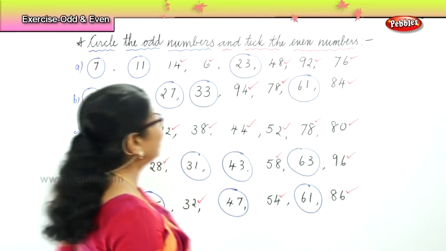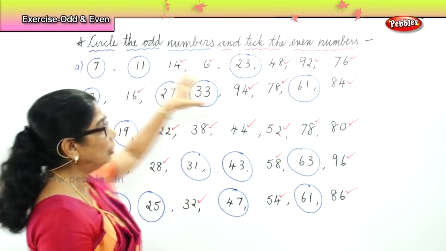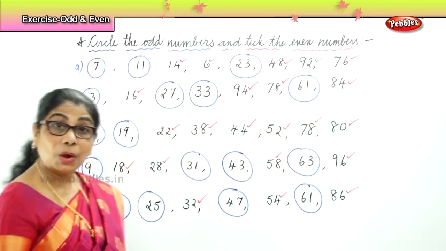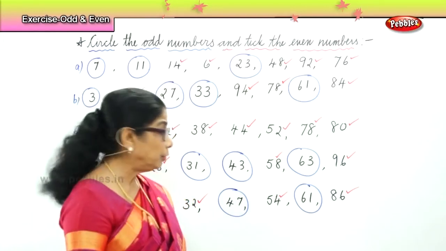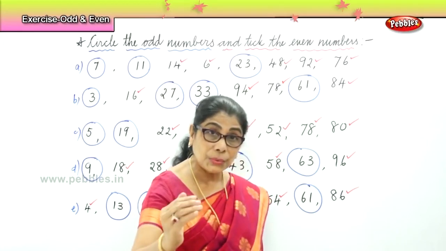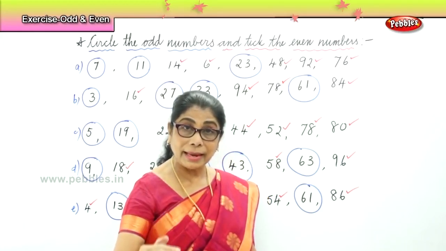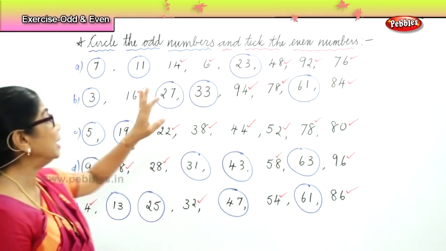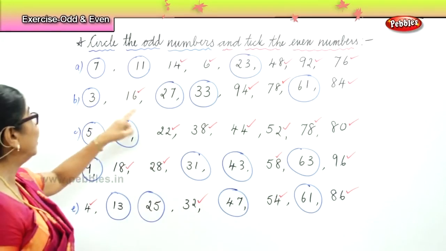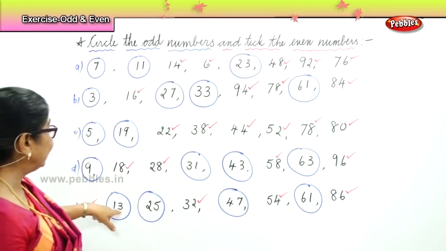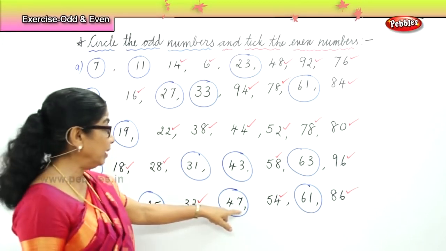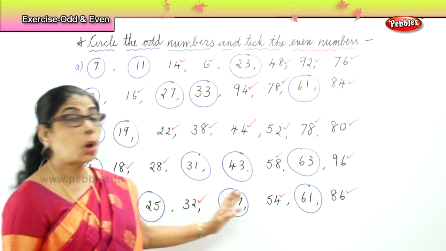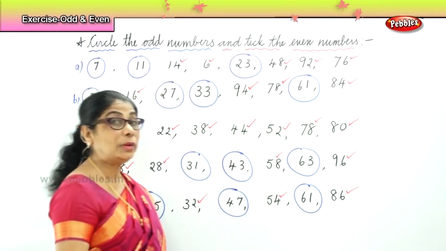Now, what have we done here? We circled all the odd numbers in blue and we ticked the even numbers in red. Now, for any number given, all you need to do is look at the last digit. Is it 2, 4, 6, 8 or 0? Then they are all even numbers. If the numbers end in 1, 3, 5, 7 and 9, then they are all odd numbers because there's always one left out.